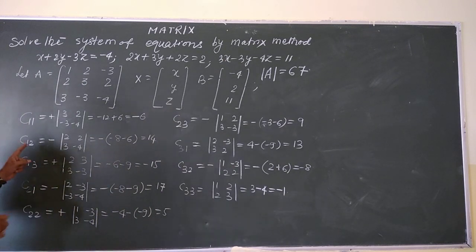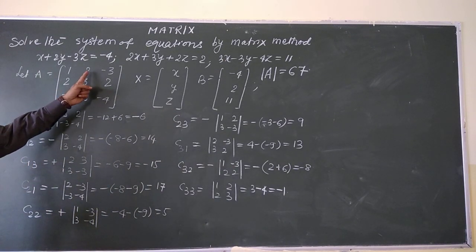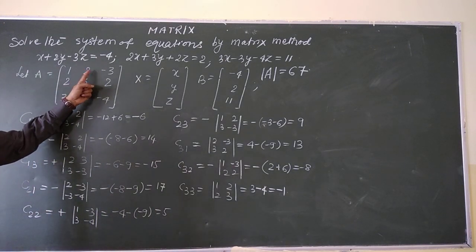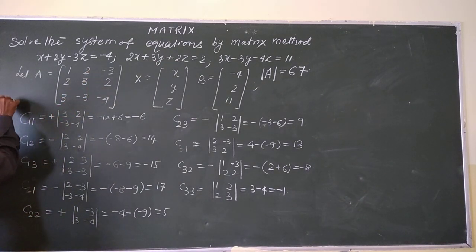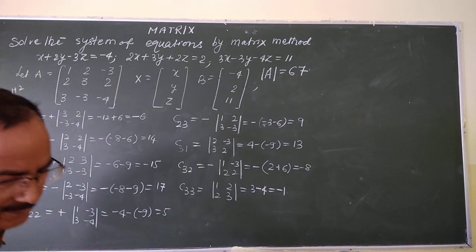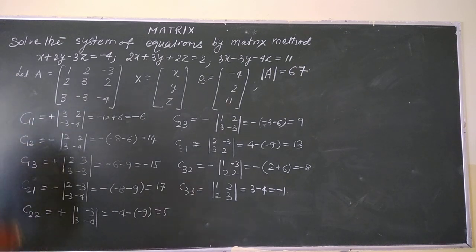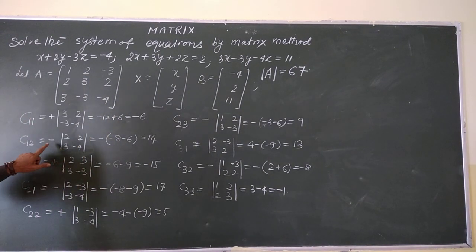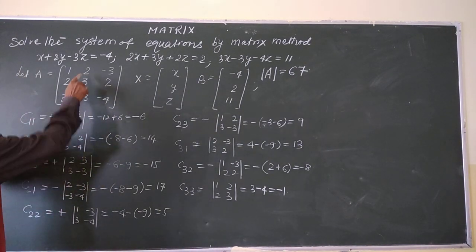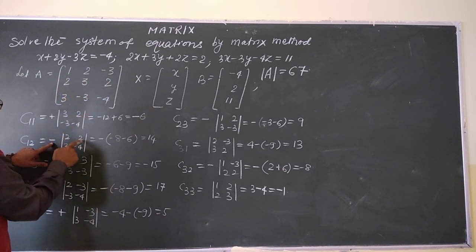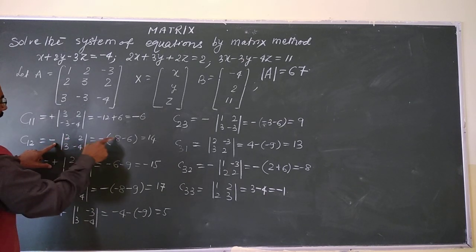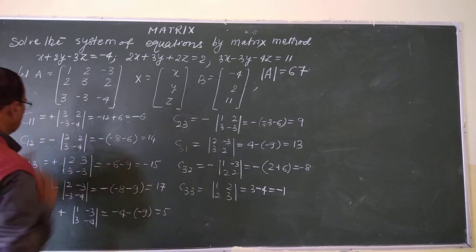Then cofactor of this element 2, which lies in first row and second column. So minus 1 to the power 1 plus 2, minus 1 to the power 3, negative. So we have taken here a negative sign, and cofactor of this: close this row and this column. So 2, 2, 3, minus 4. So minus 2 into minus 4, minus 8, and minus 6, the result is 14.